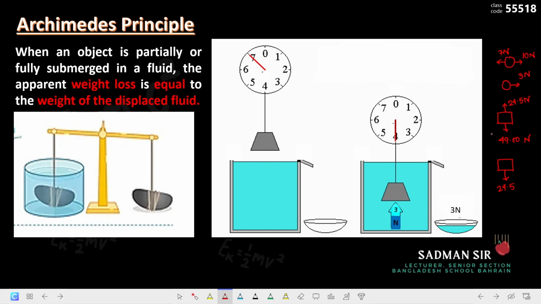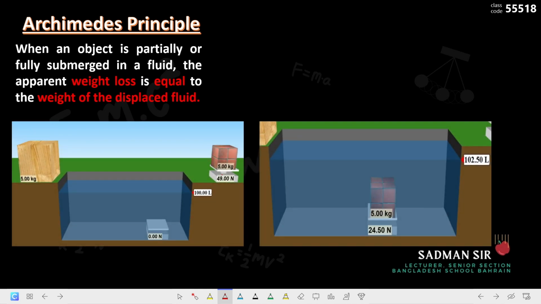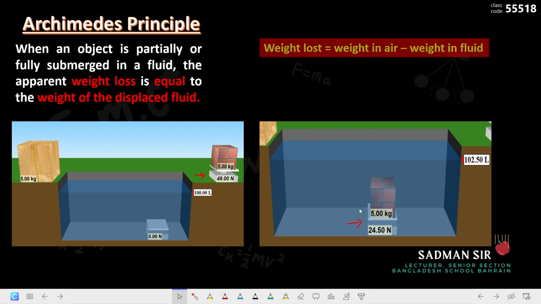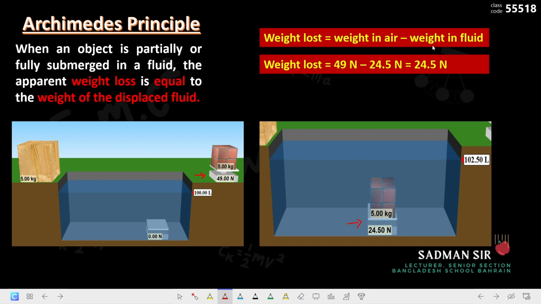So you can see that when we kept it in the air, it was 49 Newton, and when we kept it in the liquid, it was 24.5, right? I hope this is clear. Now this is what our scenario was. In the air, 49 Newton, and we keep it in the water, it becomes 24.5. If I ask you how much weight it has lost, it can be calculated by weight in air minus weight in fluid. Weight in air was 49 and weight in fluid was 24.5. So if we subtract, I will get 24.5. This amount of weight has been lost by the object. So this is our weight loss.